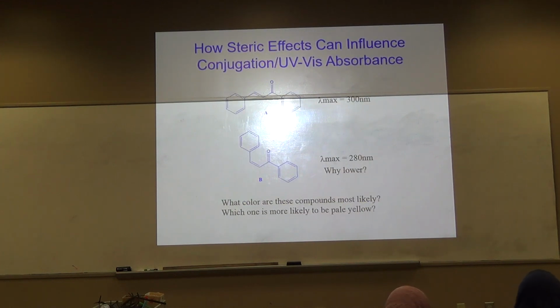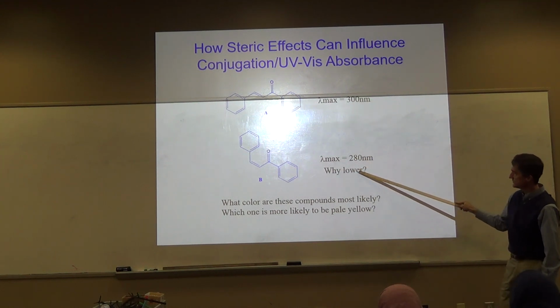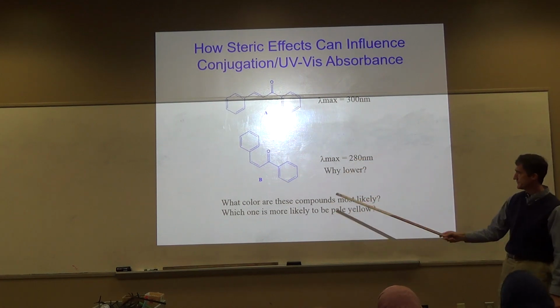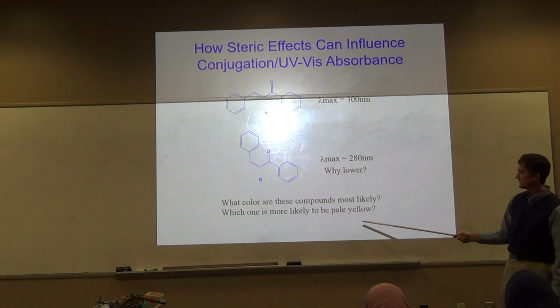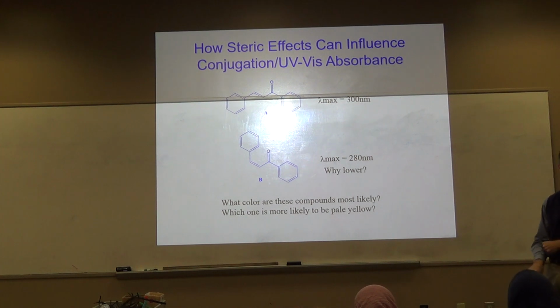We've got a couple of minutes. There's a question there. I'm not going to get at the difference in the Lambda Max. You can try to answer that if you want to chew on that a little bit. A simpler question would be, which one is most likely pale yellow? One of these is white and one of these is pale yellow. Which one's pale yellow?